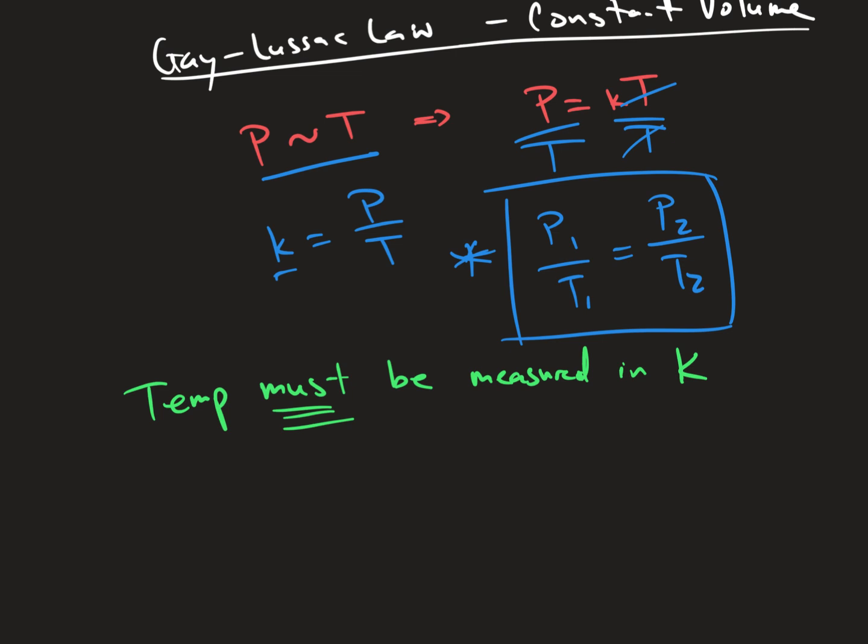Do you understand why? Because what if we have a negative degree Celsius? That's going to throw everything off. What does that mean? But if we have Kelvin, it's always a positive number, always. And negative temperature, if you think about it, doesn't make any sense. We make sense of it in our mind because we're used to it, right? Okay? So it must be measured in Kelvin. So always convert degrees Celsius to Kelvin first.